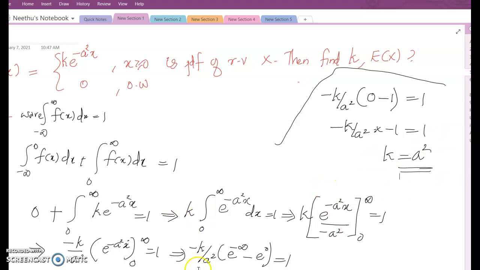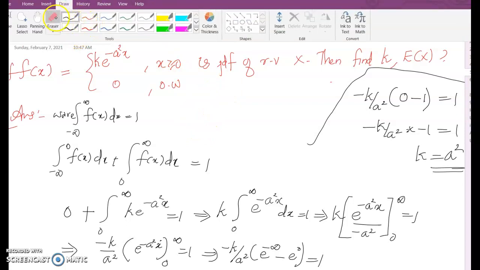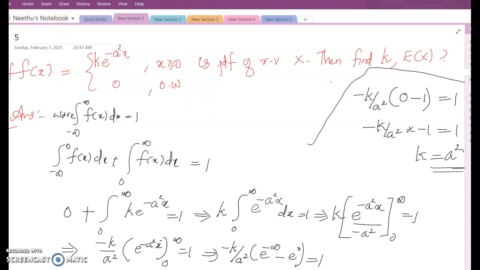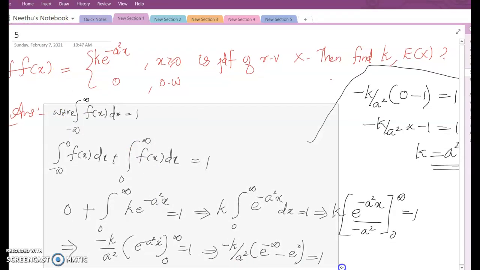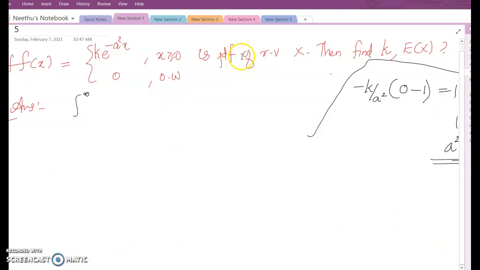So, since f(x) is a PDF, we can use the property that the integral from minus infinity to infinity of f(x) dx equals 1. The function is defined in the cases, and over all points we divide the integral and calculate the values. Second question: find the mean and variance.